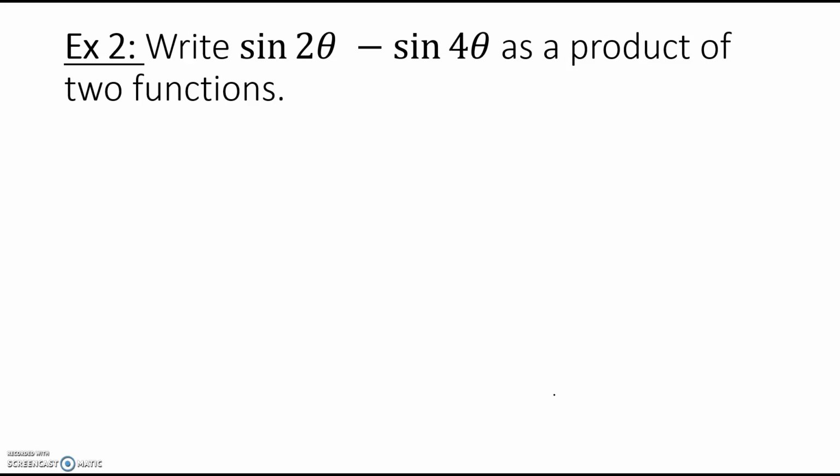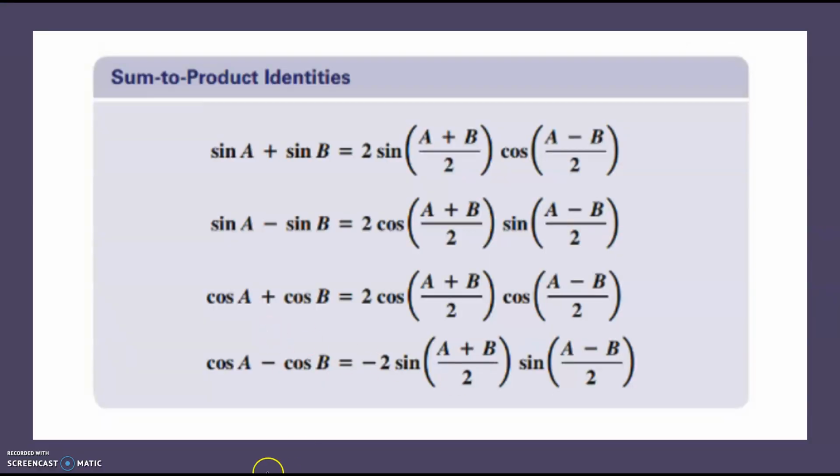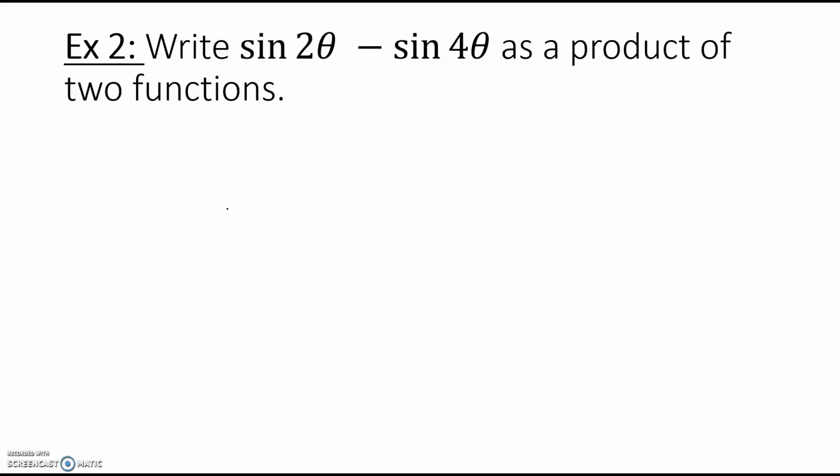We want to write sine of 2 theta minus sine of 4 theta as a product of two functions. So this is the sine of two different angles being subtracted. So it looks like this second identity right here. Alrighty. This is a sine of two different angles being subtracted. Now, in our example, our A is 2 theta and our B is 4 theta.